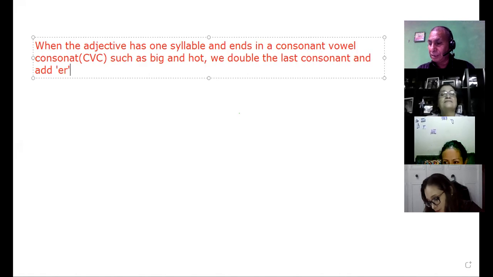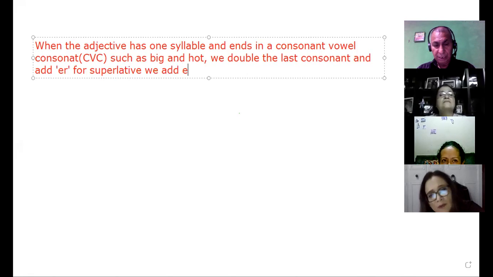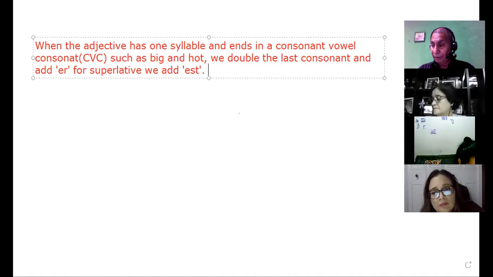And for superlative, for example, we add what? EST, yeah? So it's basically almost the same rule. We're just adding a double consonant at the end of it.